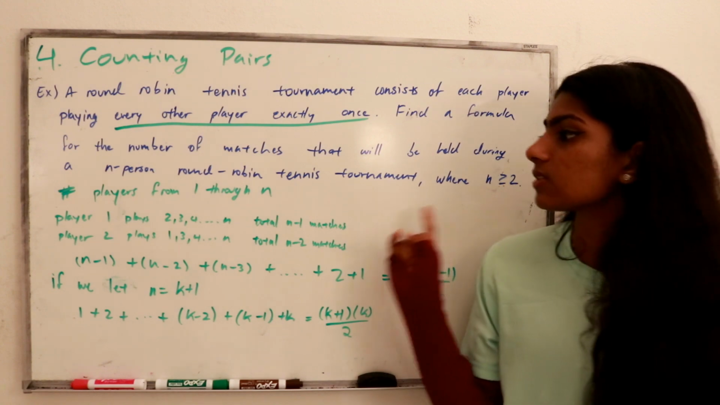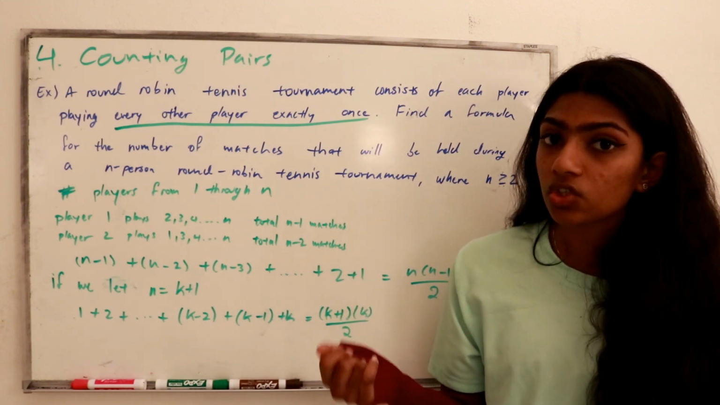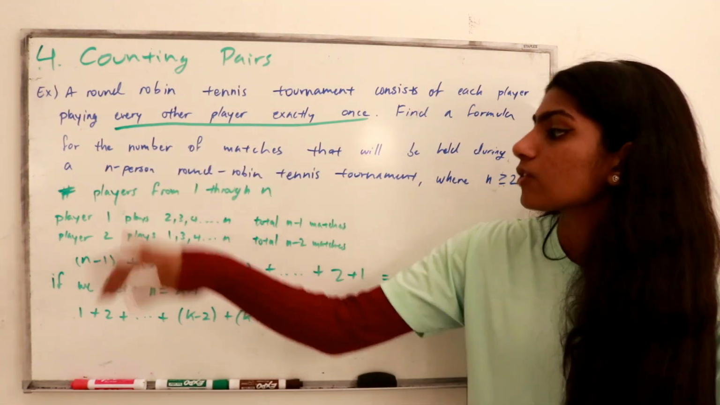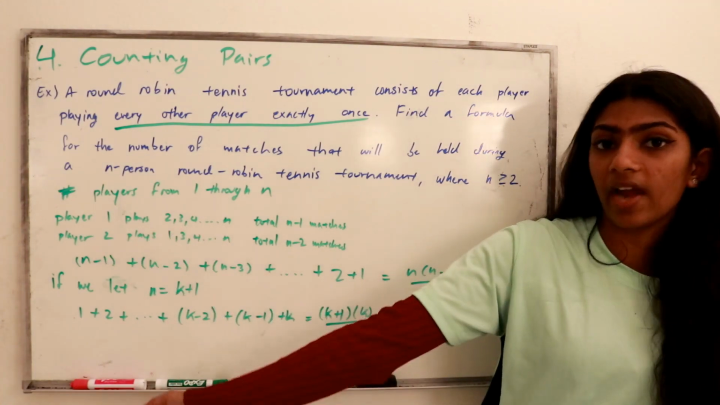So, this means that we can have any number of players that are greater than or equal to 2 playing each other only once. So first thing we want to do is number the players from 1 through n. So player 1, for example, is going to play player 2, 3, 4, all the way up to player n.